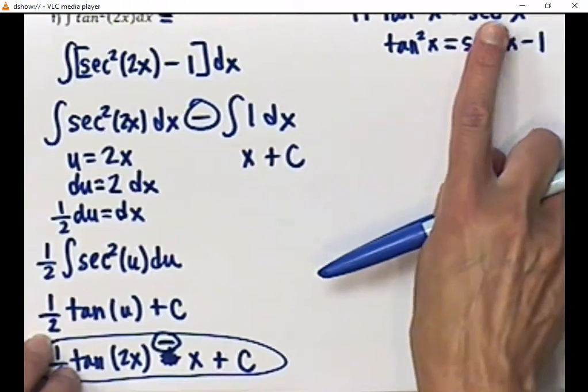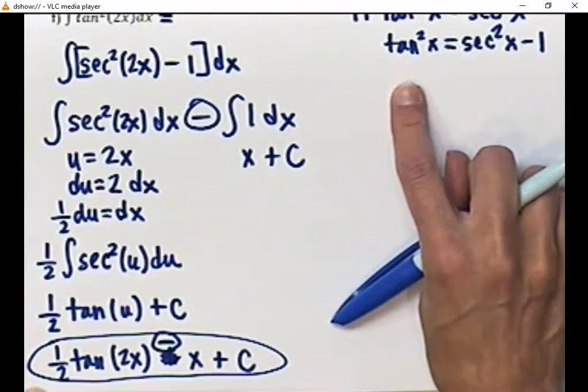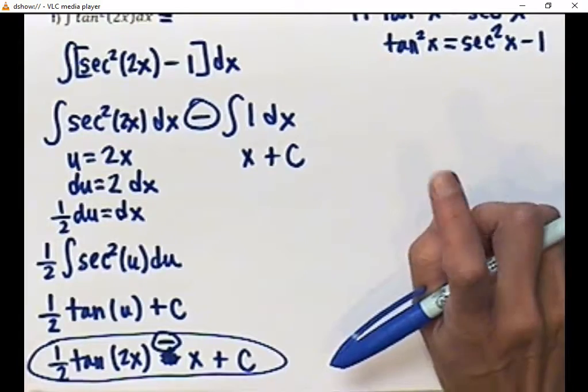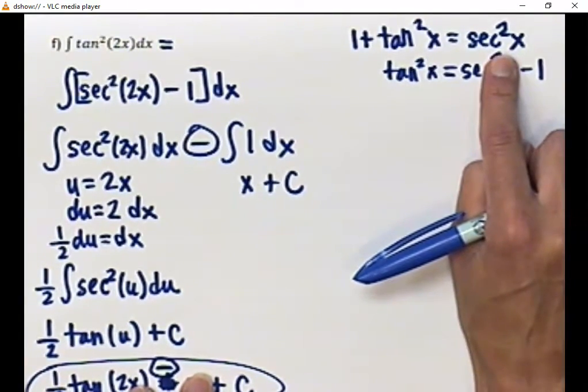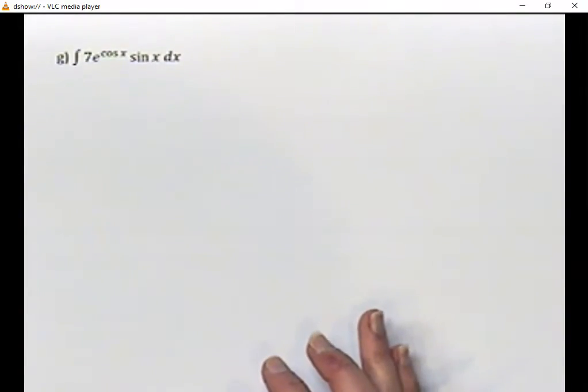What are some other identities? Sine squared plus cosine squared equals 1. What else do we know? 1 plus the cotangent squared equals the cosecant squared. Yeah. So don't forget those Pythagorean identities. They show up every once in a while.